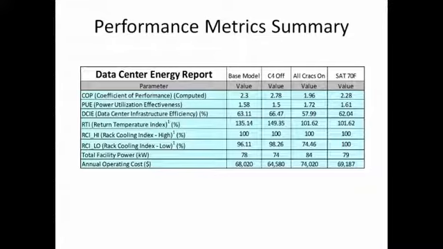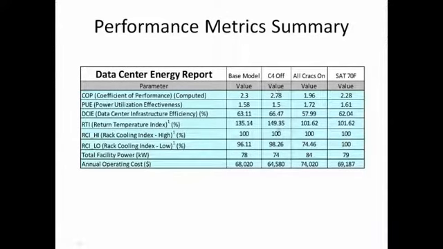So you see we started off with 2.3 here, and then we went to 2.78 as we turned C4 off. We had to use a lot more energy on those other two units. But the COP actually increased and the PUE dropped. So that was a net win.